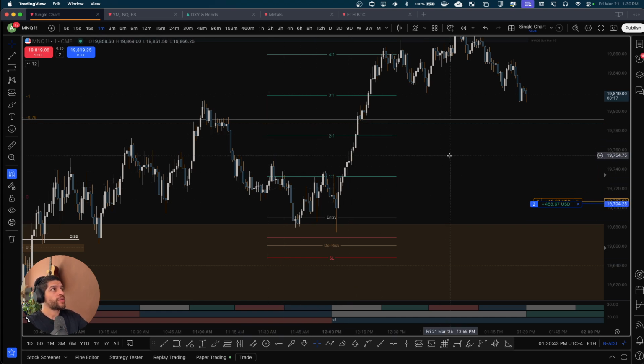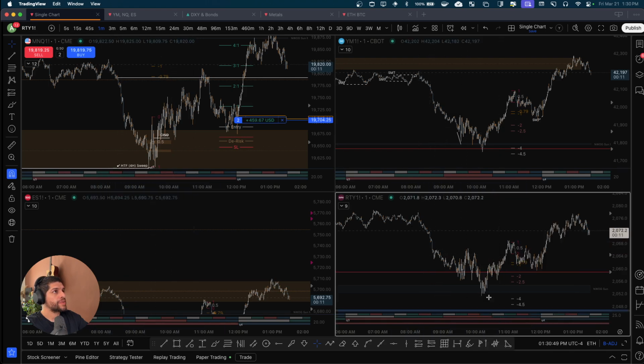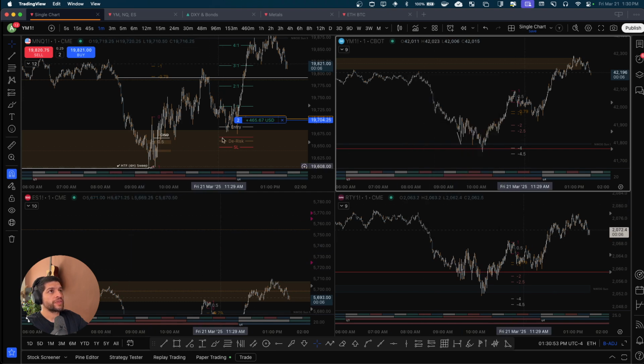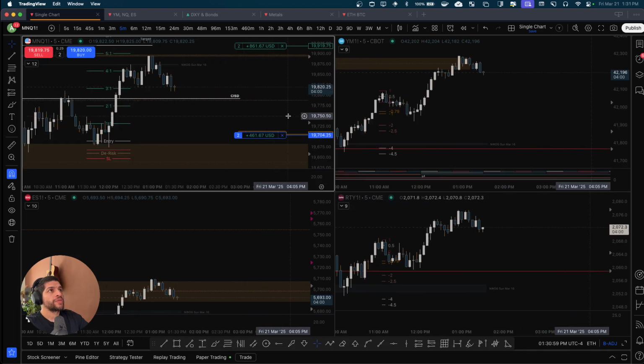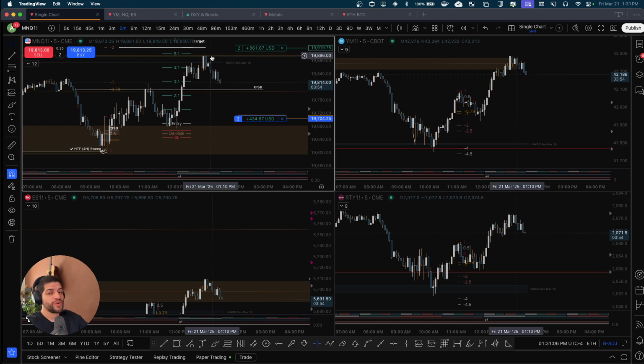So then what happened? Then why do we have all these remove? Hold on, let me get rid of this. I don't need it. Remove. Okay. So then what happened? Then we start moving into this inverted daily fair value gap. This is a 2 hour BPR.